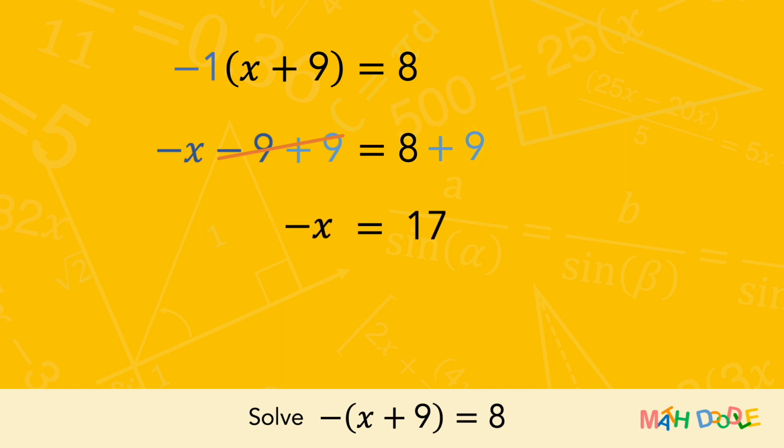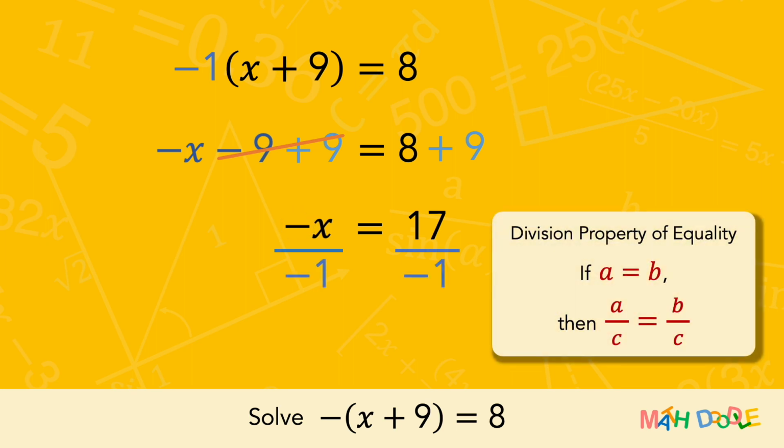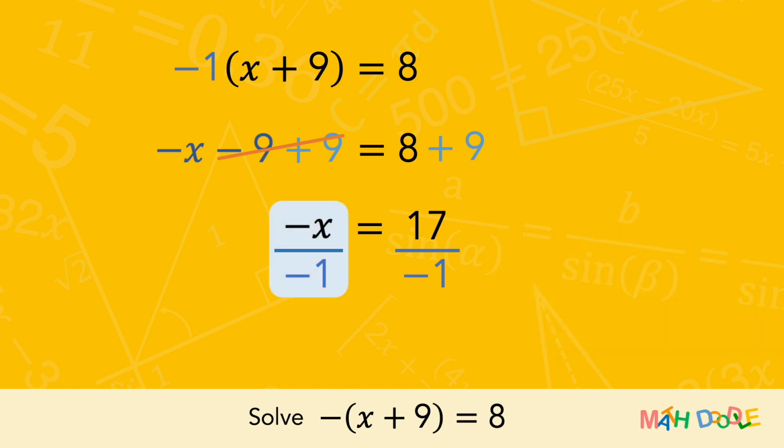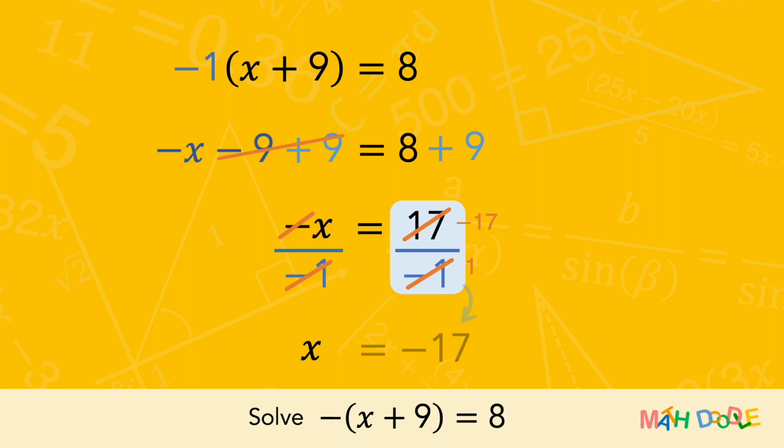Now, we are going to eliminate a negative sign in front of x. So, let's divide both sides of the equation by -1. After dividing them by -1, the left side of the equation is simplified to x. Then, let's simplify the right side of the equation. 17 divided by -1 is -17. So, the answer is x equals -17.